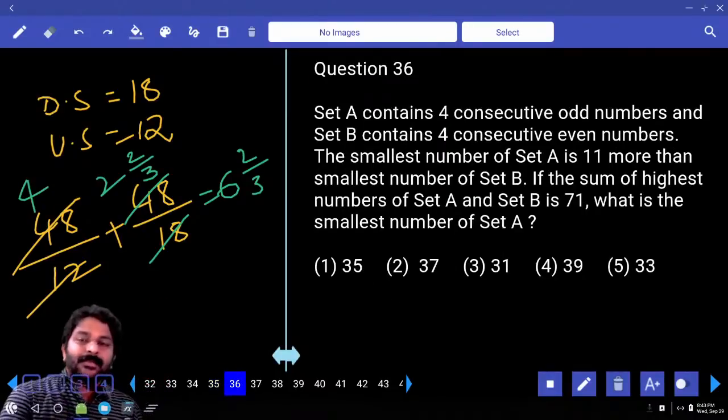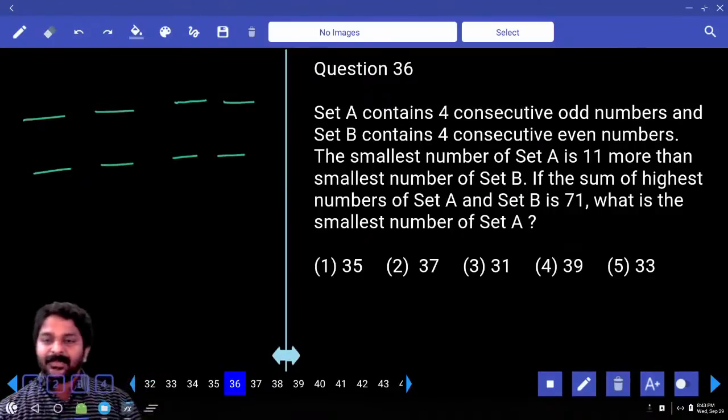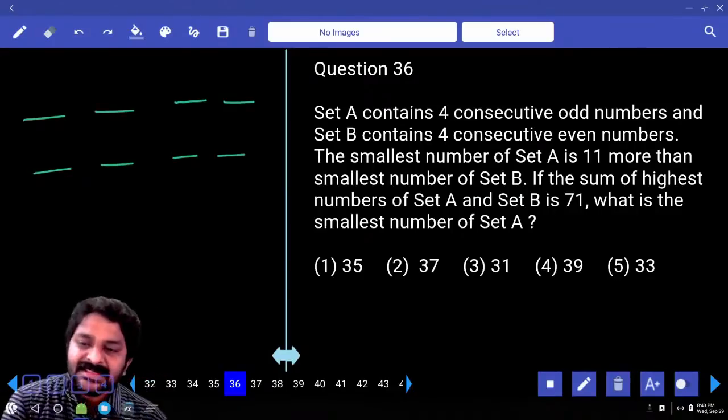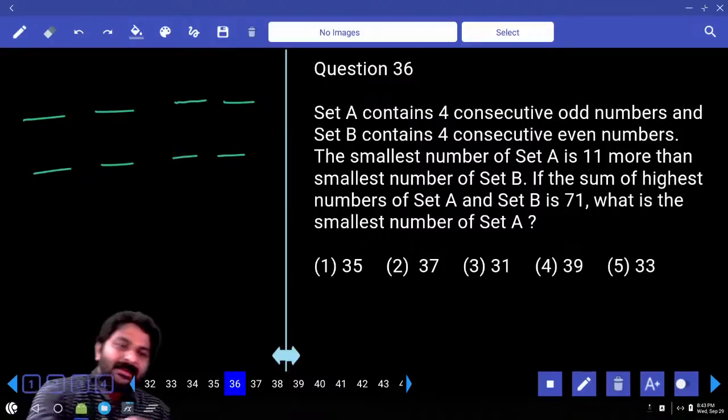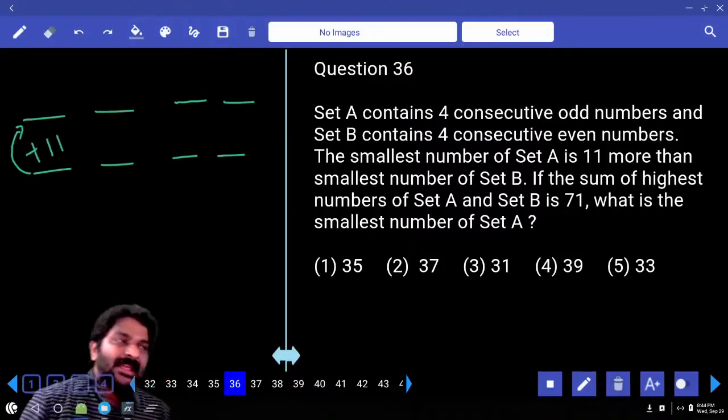Over. Next. Set A contains 4 consecutive odd numbers. Set B contains 4 consecutive even numbers. 1, 2, 3, 4. Okay. Next. The smallest number of set A is 11 more than the smallest number of set B.